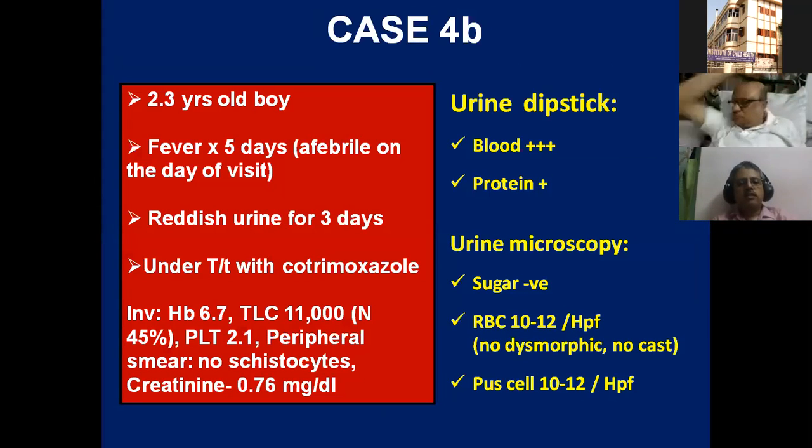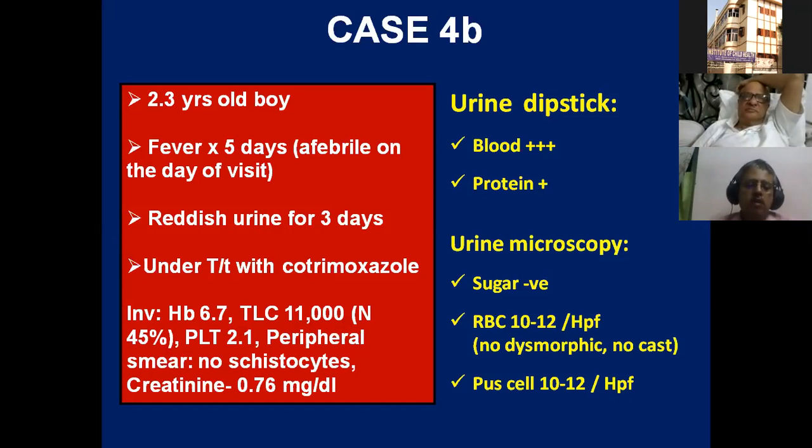Next case, this is a boy with a fever for 5 days who came in with reddish urine for 3 days, under treatment with cotrimoxazole, and was referred to nephrology for the reddish urine, and had a low hemoglobin. So low hemoglobin, reddish urine, and slightly high creatinine, 0.76 is slightly high. You'd start thinking about HUS, but there were no schistocytes and the platelet count was normal.